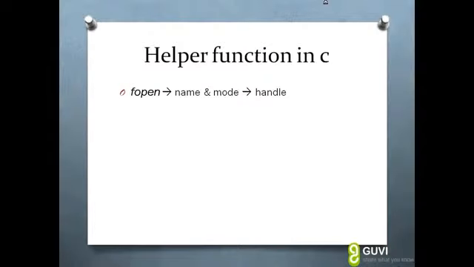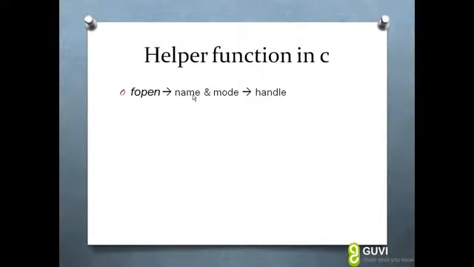For doing that, we have a lot of helper functions. The first function is fopen. It is very descriptive: file open, that's called fopen. In that you have to give the name and the mode of the file so that it works in a better way.